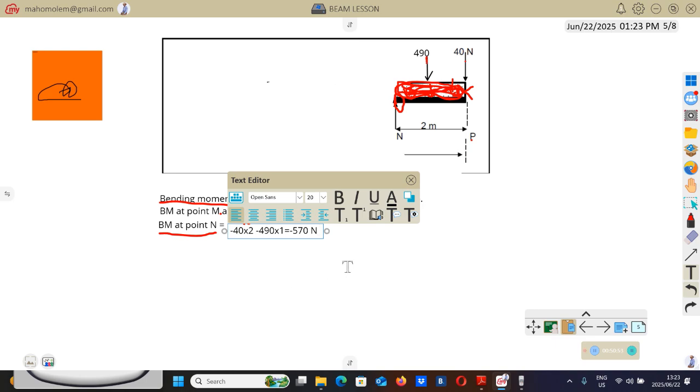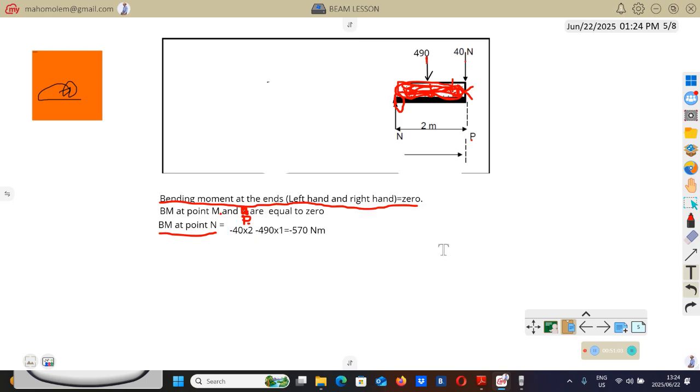Bending moment, remember, is force multiplied by distance. The unit for force is Newton, the unit for distance is meter. So that's why here you are going to have Newton meter.